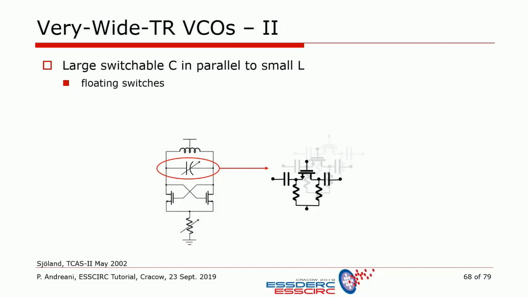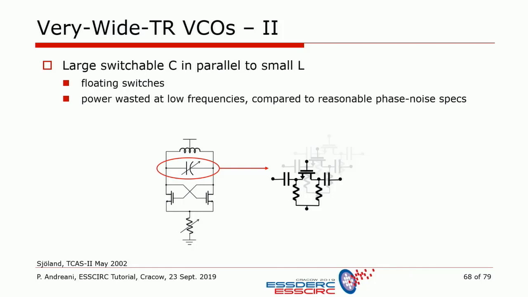Otherwise, also very much brute force, what you do is that you have a lot of capacitance. So lots of switchable capacitance in parallel to a relatively small inductance. Okay? So basically, in order to cover a distance between F0 and then if you remove all the capacitances, 2 times F0. Okay? The problem in this case is that there's a lot of power that is wasted at the lowest frequencies.